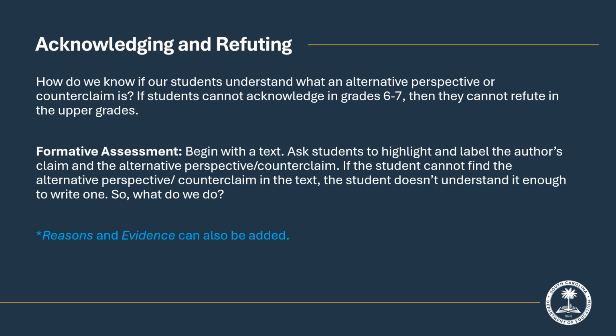How do we know if our students understand how to acknowledge an alternative perspective or counterclaim? This is an example of a formative way for you to quickly determine which students understand and which students need additional instruction. Begin with a text. Ask students to highlight and label the author's claim and the alternative perspective or counterclaim. If the student cannot find the alternative perspective or counterclaim in the text, the student doesn't understand it enough to write one. So what do we do? You can also do this with reasons and evidence.